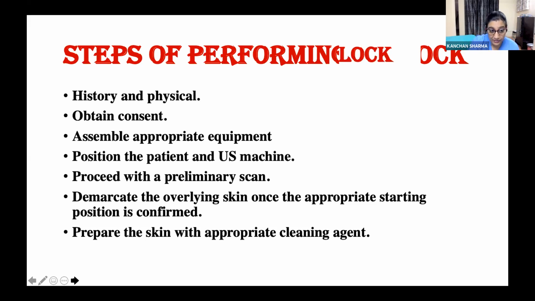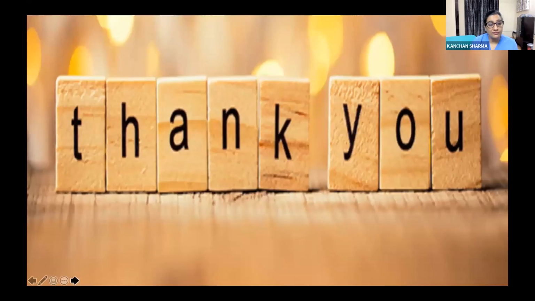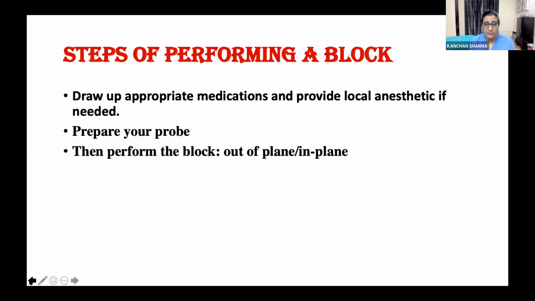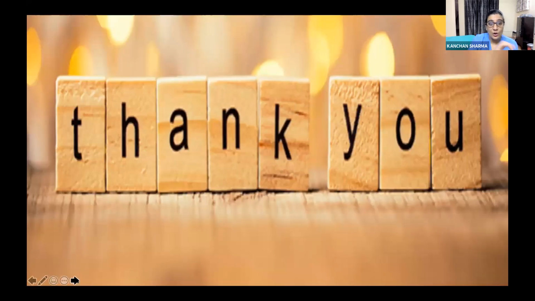So that was brain, okay? And then your ergonomics needs to be very proper. You need to prepare your probe, and then you should be performing any of the interventions. I think that was all about the basics. So you can ask me any questions now, and after that I will demonstrate whatever we have learned.